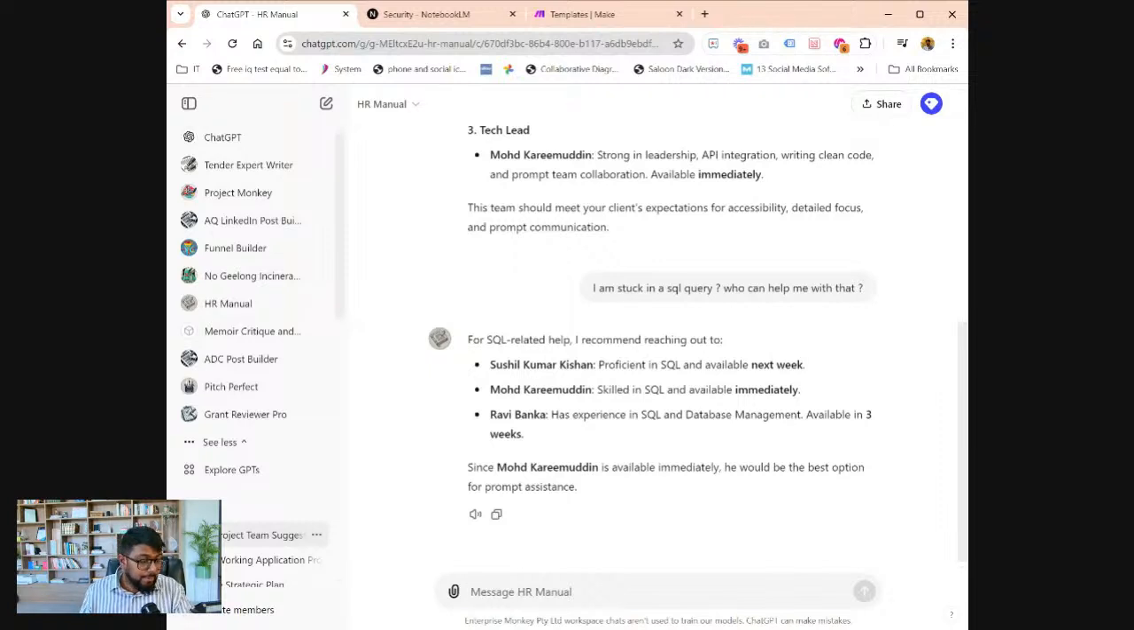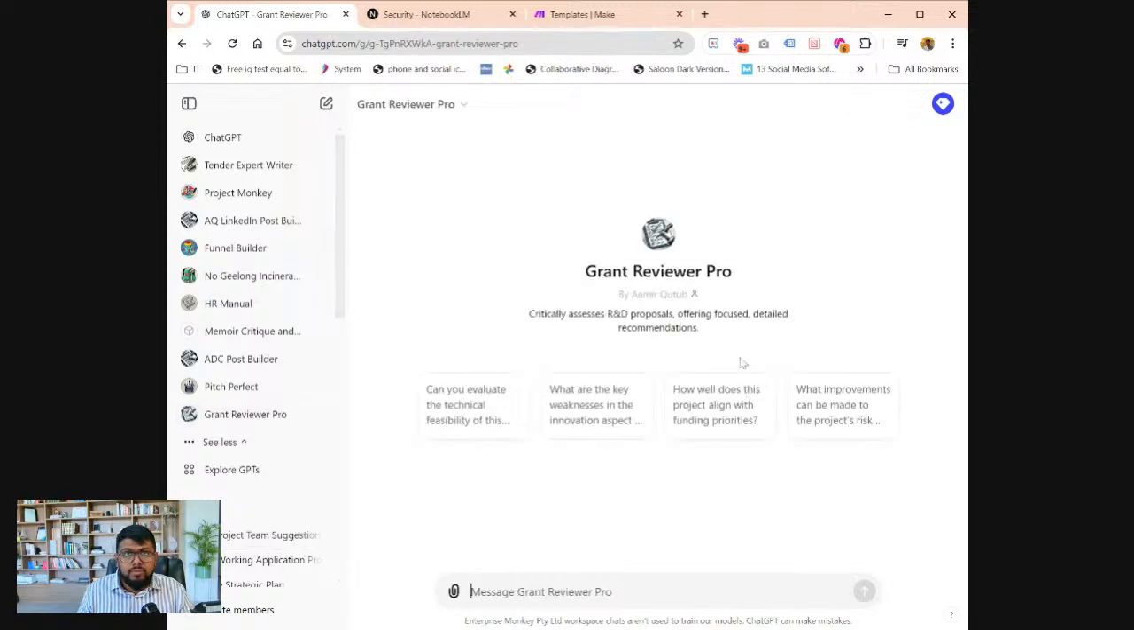Another example of a custom GPT, like what all you are seeing over here are the custom GPTs that we have built for the organization. But let's go to Grant Reviewer Pro. As a part of our work, we do a lot of research and development, and we apply for R&D grants. Now, most people think that the use case of ChatGPT or these large language models is to be able to produce text. But the reality is it's not just about producing text, it can do a good assessment on the text as well.